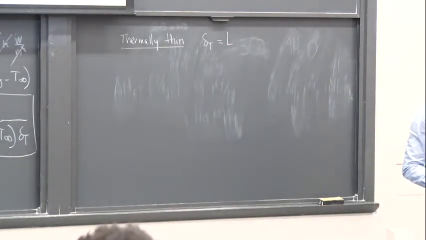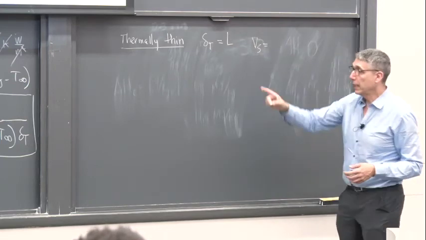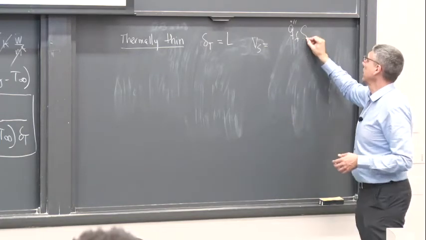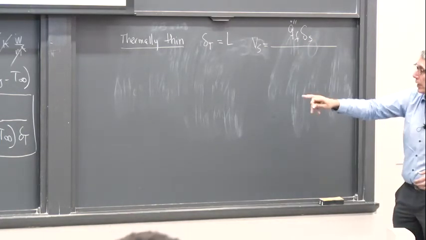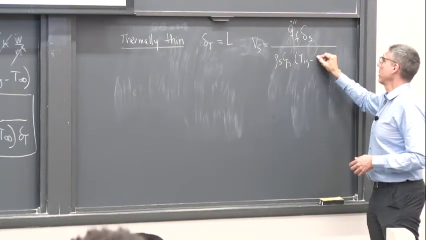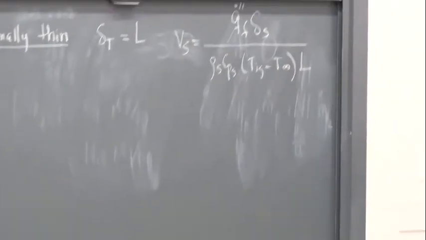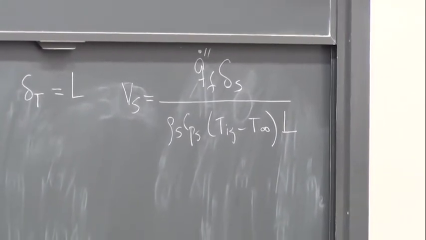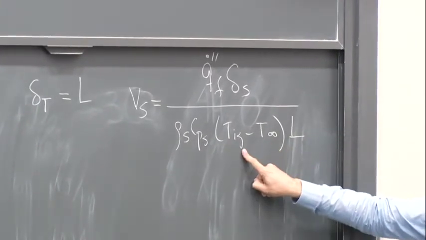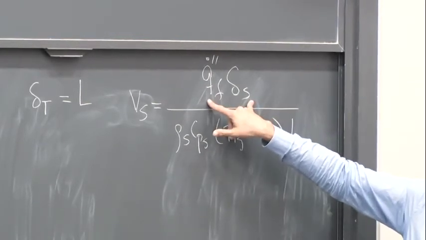Is that okay? So his equation then for thermally thin materials, for flame spread, is going to be the heat flux of the flame times delta S, okay? And you get rho S Cp S, T ignition minus T infinity, multiplied by L. And that's the equation for flame spread for a thermally thin material. Now you know this, now you know this, now you know this, now you know this, and now you know this, and this is the one that is missing.